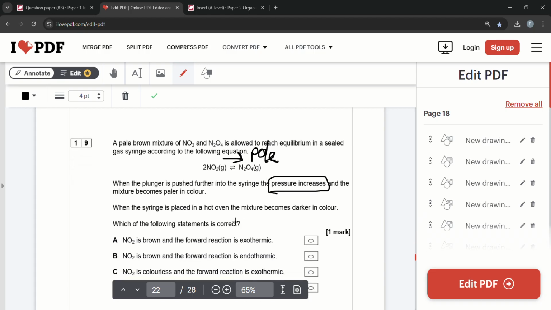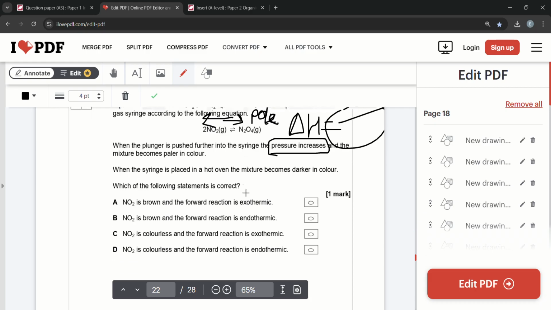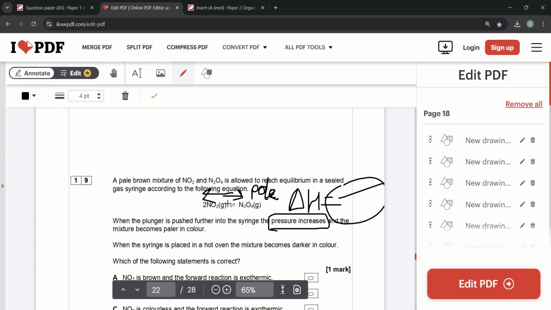When the syringe is placed in a hot oven, the mixture becomes darker in color. Well, that tells me that when the temperature increases and the mixture becomes darker in color, it shifts to the left hand side, because if you increase the temperature at equilibrium, it's going to oppose that by shifting in the endothermic direction. That tells me the forward direction is exothermic, it's negative. So the forward reaction is exothermic.